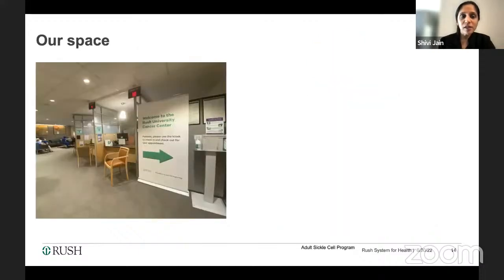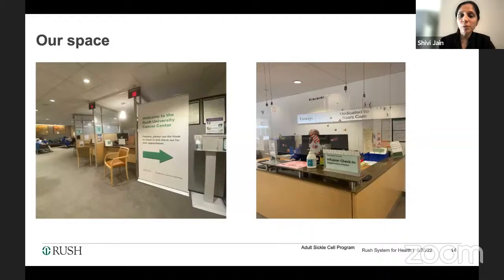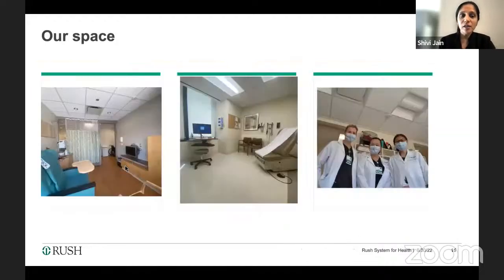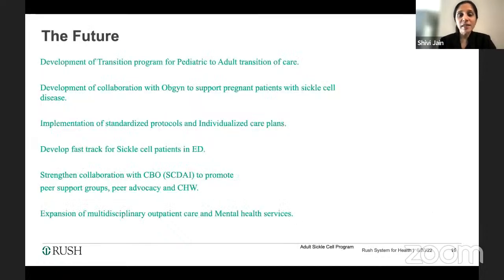This is our space, our cancer center in the professional building on the 10th floor. This is a check-in area for our infusion clinic. This is one of our infusion rooms, our clinic exam rooms, and the happy nurse practitioners in the urgent care who always are welcoming patients and happy to see them. As I said, we are a very young program. We only started in June 2020, so there is lots of room to grow.